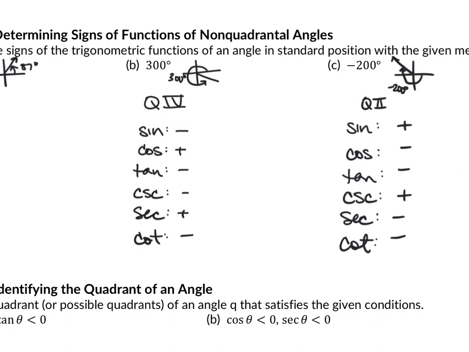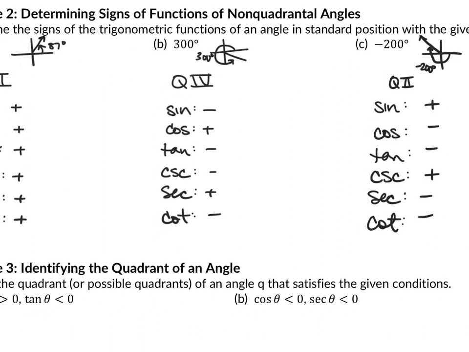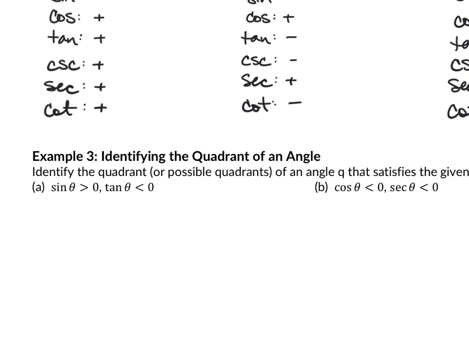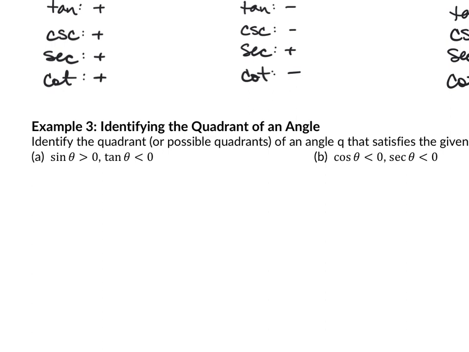Now, what All-Star Trig Class also does for us is it allows us to determine what quadrants angles are in when we're given different pieces of information. So, for example, in part A here, in identifying a quadrant, we are told 2 pieces of information: that sine of theta is greater than 0, which means sine is positive, and tangent of theta is less than 0, which means tangent is negative. We're going to use both of these pieces of information to determine which quadrant this angle is in.